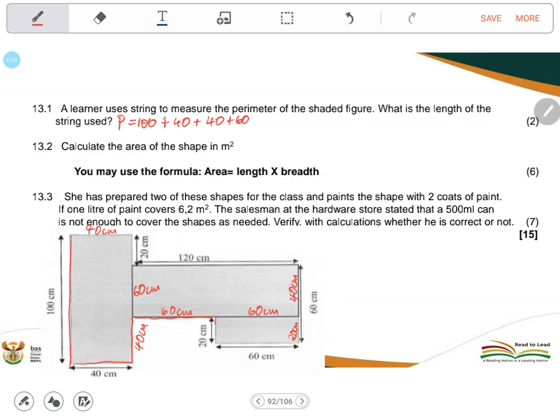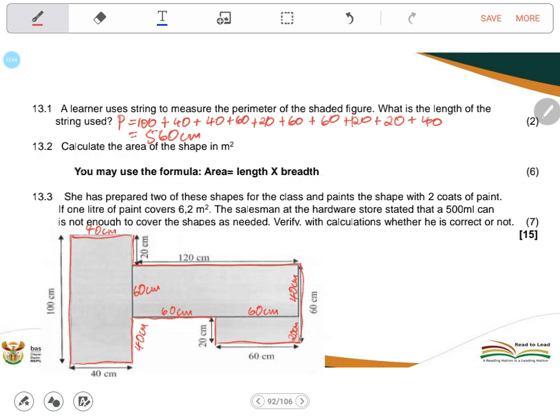So plus 40 again, and this one here, which is 60, plus 20, plus 60, and going all the way here, which is 60 plus 120 plus 20, and finally we have 40 here. All right, so this should give us a total of 560 centimeters if we have added everything correctly.